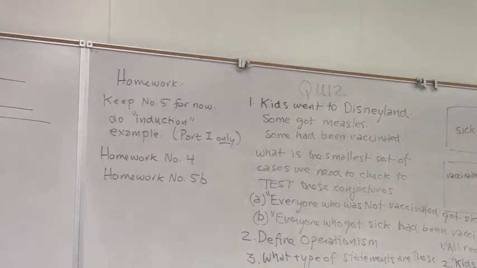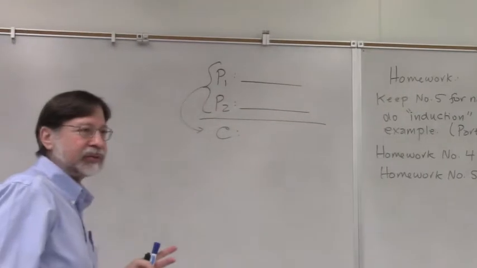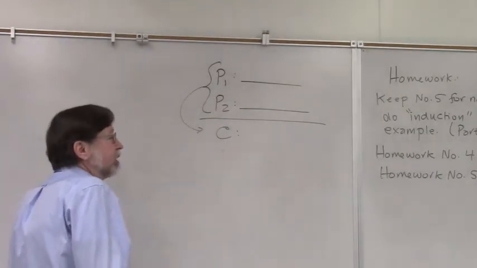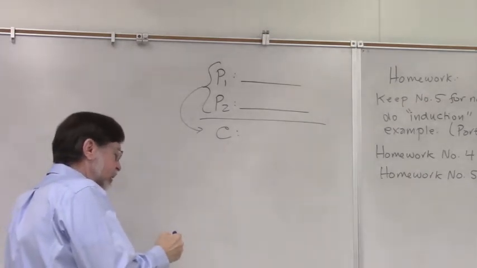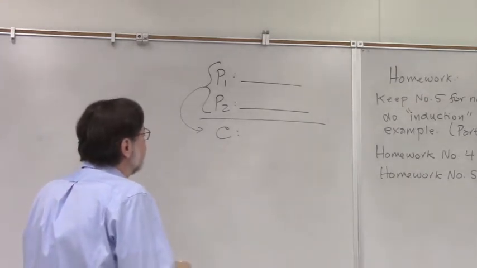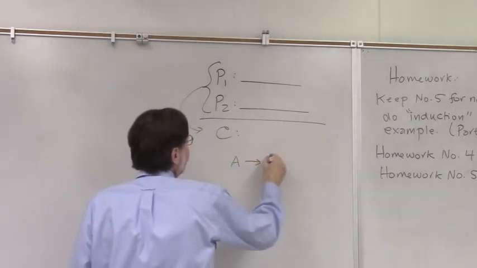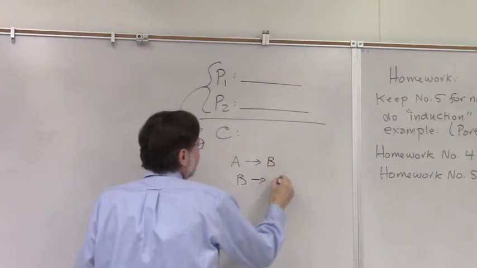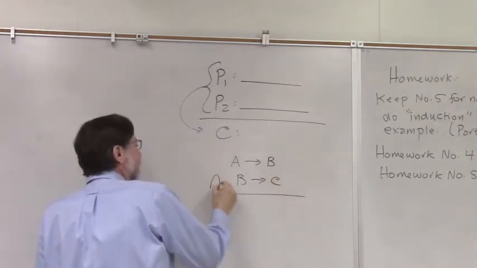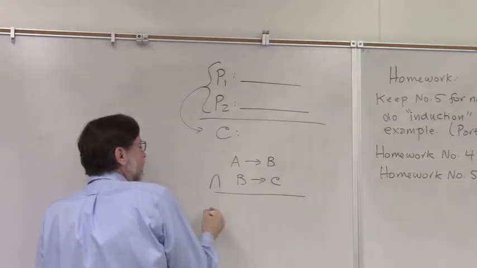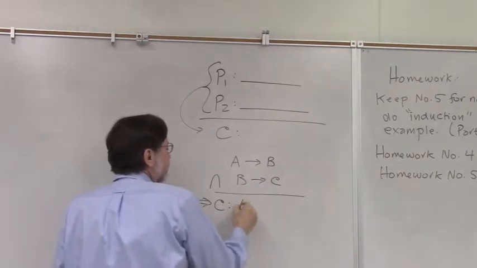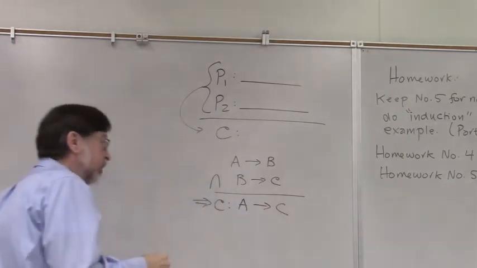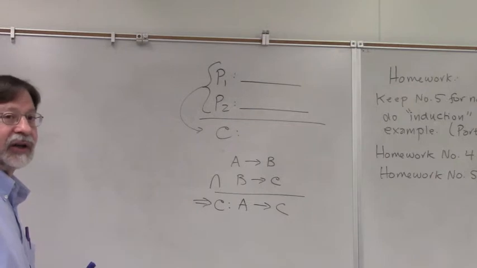Deduction always follows the rules of logic, and if the premises are true, then the conclusion must be true. If the conclusion is false, we know that it cannot be the case that both premises are true. So that's deduction. We had two examples of logical principles. One was: if A implies B and B implies C, we can draw the conclusion that A implies C. Where all A's are B, and if all B's are C, then all A's are C.